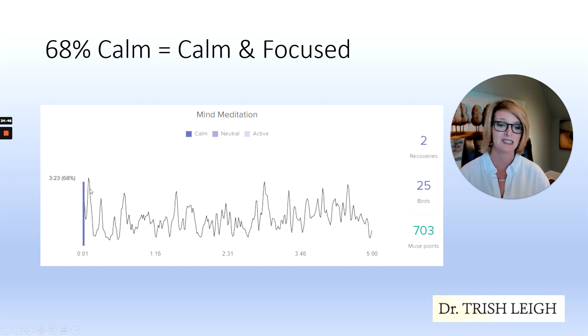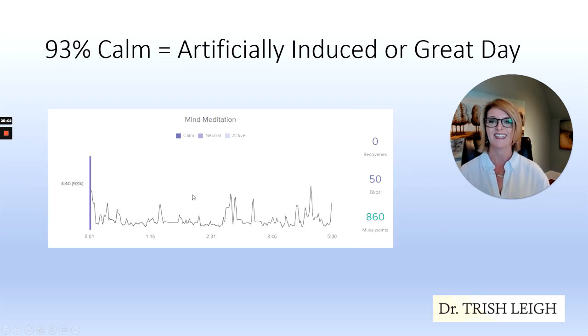More of the time, 68% calm, 25 birds. Now 25 times you hit the optimal brain pattern way low in the calm, and you achieve the positive feedback, 2 recoveries, and 703 Muse points. Okay, now let's move on to 93 glorious percent calm. Now, this isn't necessarily a unicorn, but it's definitely an animal that doesn't exist much in nature by itself.